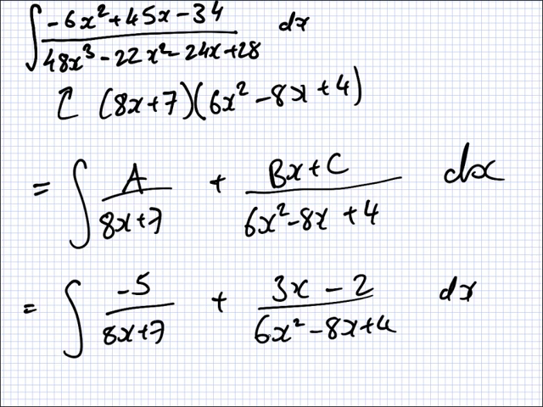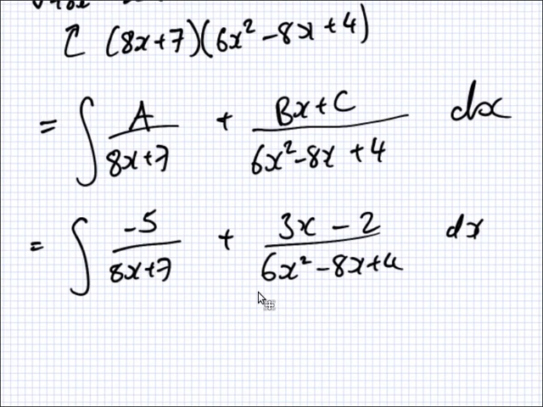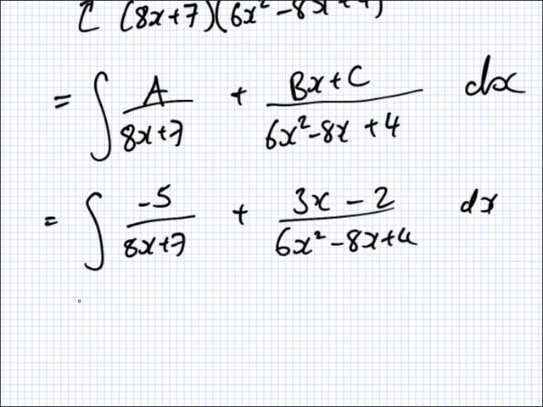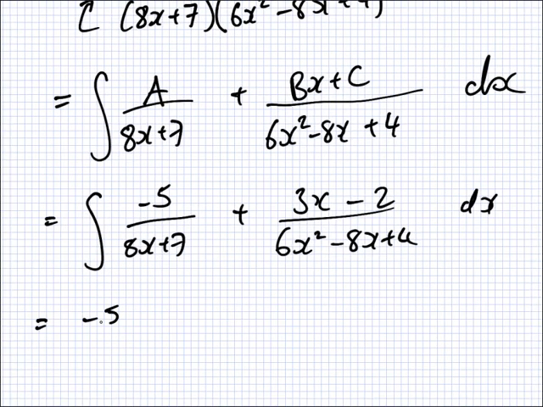Minus 30 plus 24 is minus 6. Okay, so at least the first number is right, so we'll believe you then. Okay, so the next part is the integration. Now, the first integration is okay. So this integrates to minus 5 over 8 log 8x plus 7. That's fine.